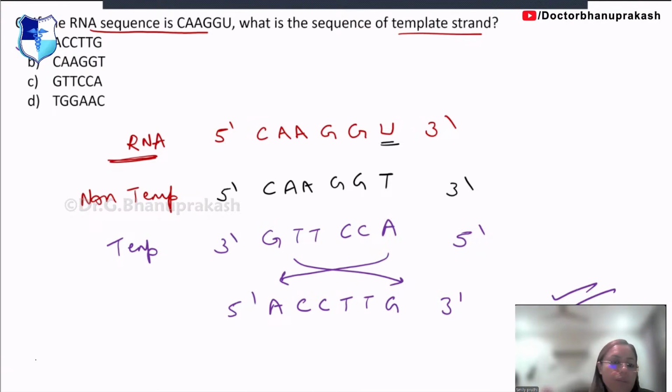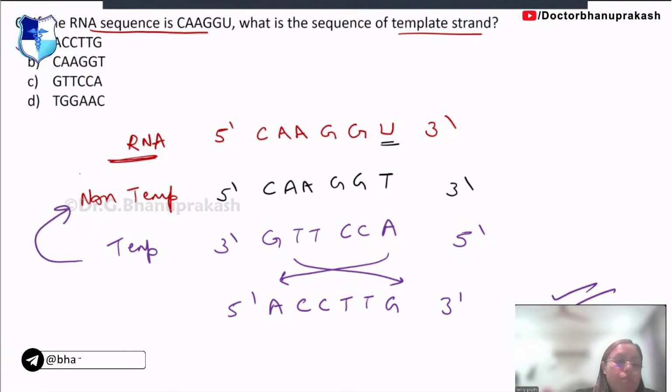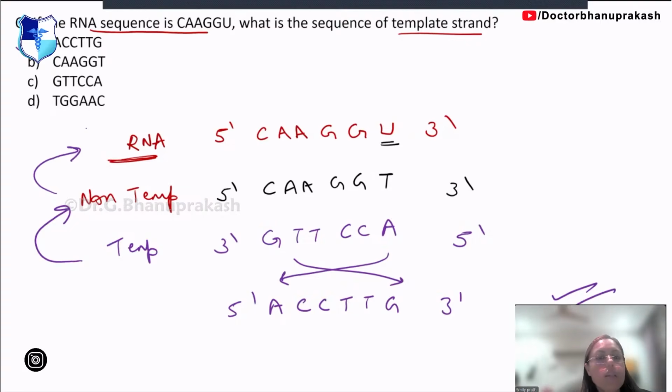If the template strand is given, first make the non-template strand, from the non-template make the RNA, and always take care of direction. In the end you have to bring the 5 dash to the left hand side. Ask one more question.